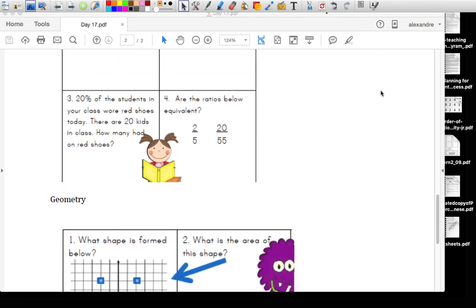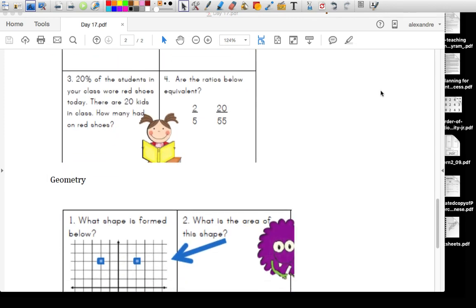Let's see, 20% of the students in your class wore red shoes. There were 20. Okay, so again, another percent proportion. Let's write this. 100 goes here. You have 20%, and 20% always goes on top of the 100. 20% of the kids wear red shoes. There are 20 kids in the class. Well, 20 kids in the class are the total, so it goes over here. What's the relationship? How does 100 become 20? Divide by 5, and I'm going to divide the top by 5 as well. That gives me 4. So 4 kids wore red shoes.